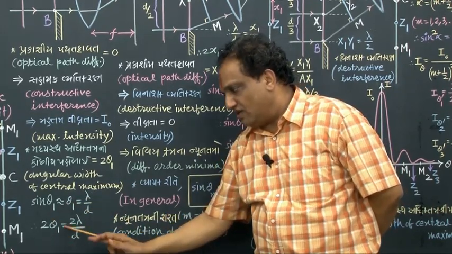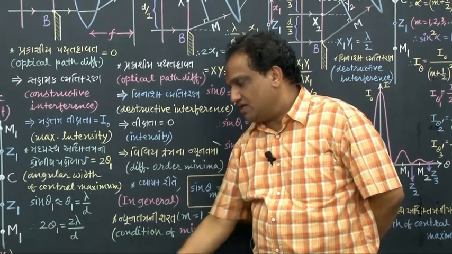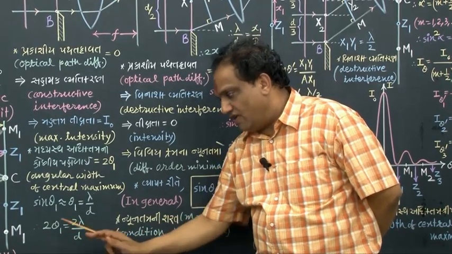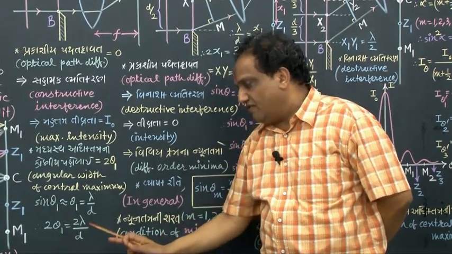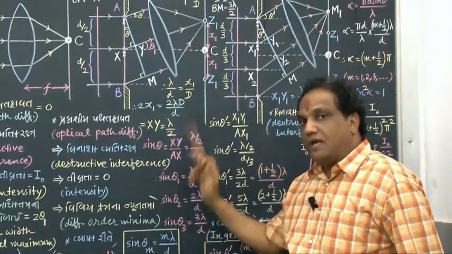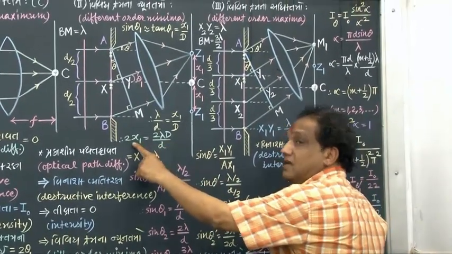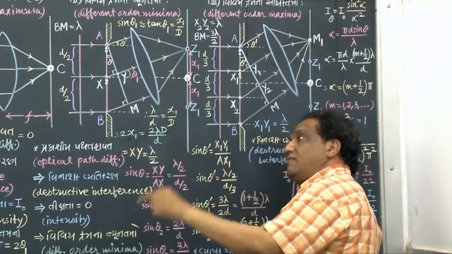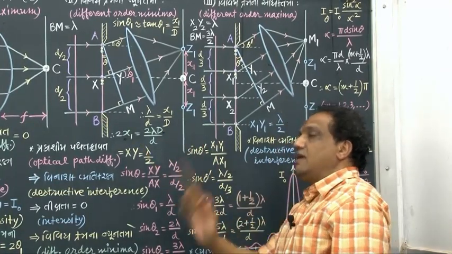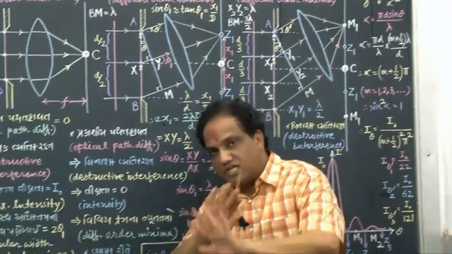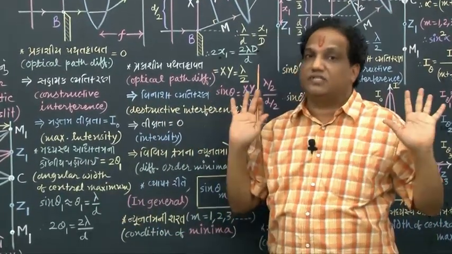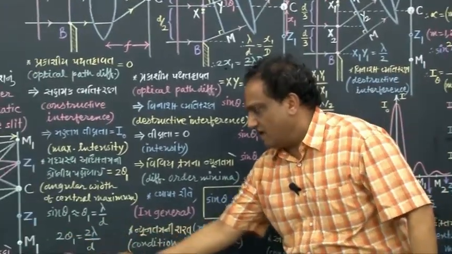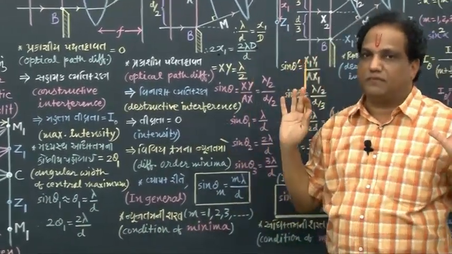This is called angular width of central maximum, in the formula of which capital D does not appear. So this angular width of central maximum is independent of distance between slit and screen. But in the formula of linear width of central maximum, capital D appears. So linear width of central maximum depends on distance between slit and screen, but angular width of central maximum does not depend on distance between slit and screen. This is formula for linear width of central maximum. This is formula for angular width of central maximum. Got it?